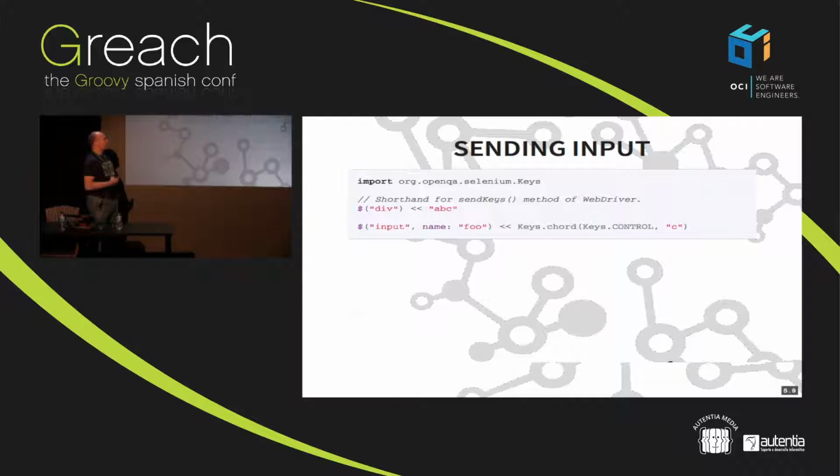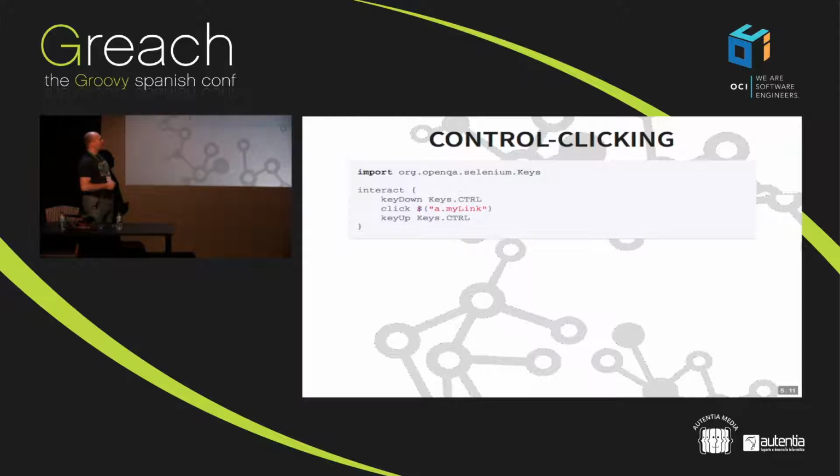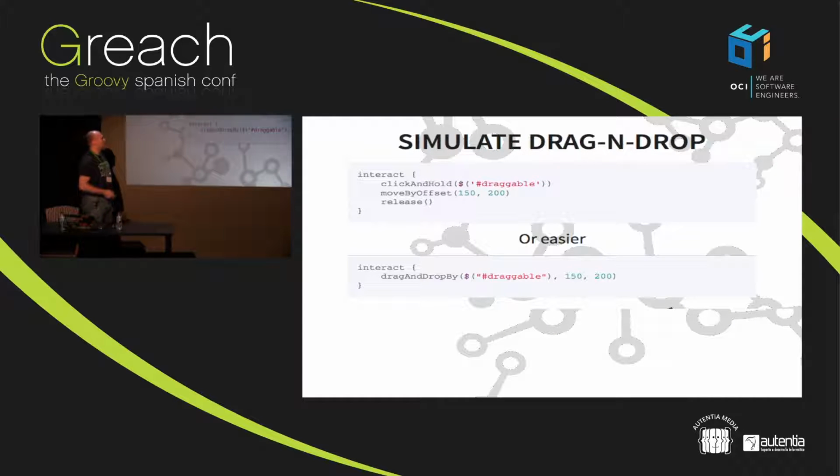For sending input, we used the WebDriver send keys method, but we have a shorthand there. So you can use the WebDriver implementation of this directly, but we have shorthands. Same, we can use WebDriver logic to interact directly, but Geb provides us with some nice closures, so we can do interact. So control click down, click some link, and then release the control keys. This is quite simple, and I like the readability from a testing point of view.